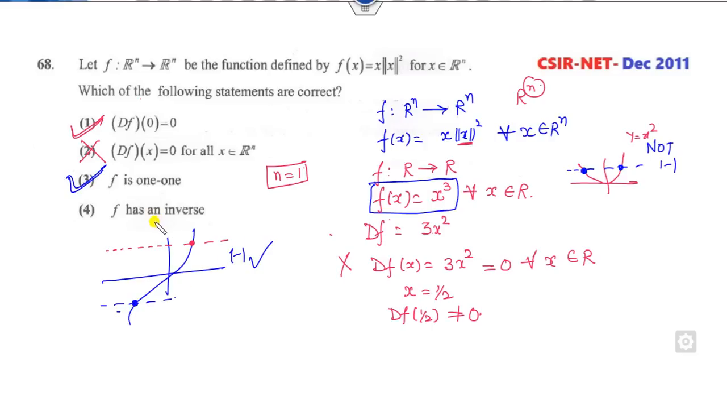F has an inverse. When will it have an inverse? When it is 1-1 and onto. We already proved that it's 1-1. How can you prove that it is onto? If you draw the vertical line, it cuts only at a single point. Similarly, if I draw from here, it again cuts at a single point. So this means it is onto, it is 1-1, it's bijective, so the inverse exists. That's the simple answer of this. Remember, when nothing is given to you, you can prove it as simply as you can.